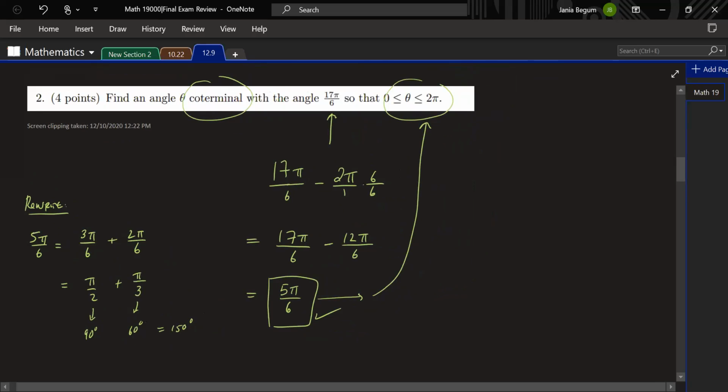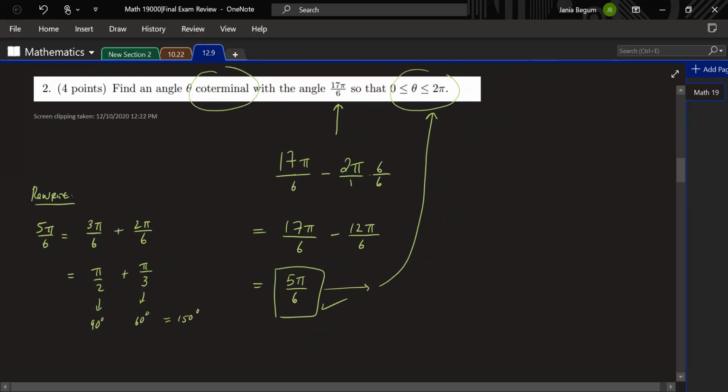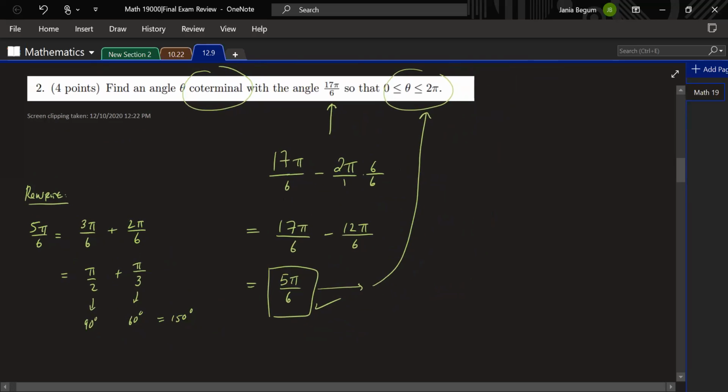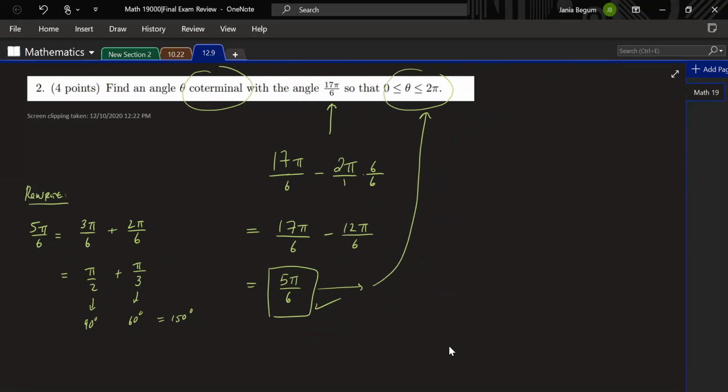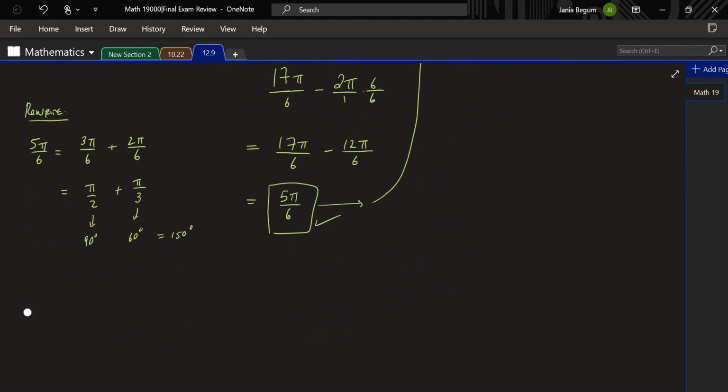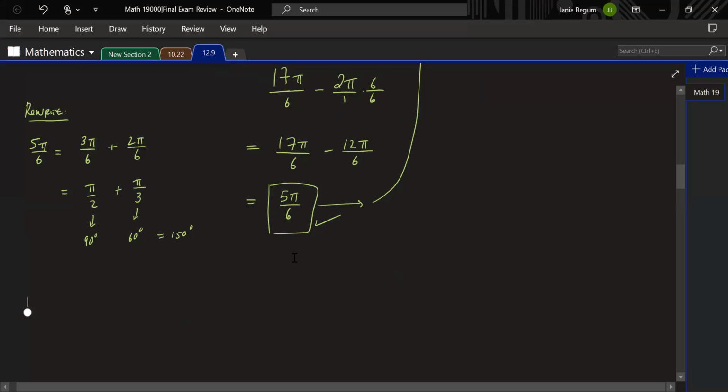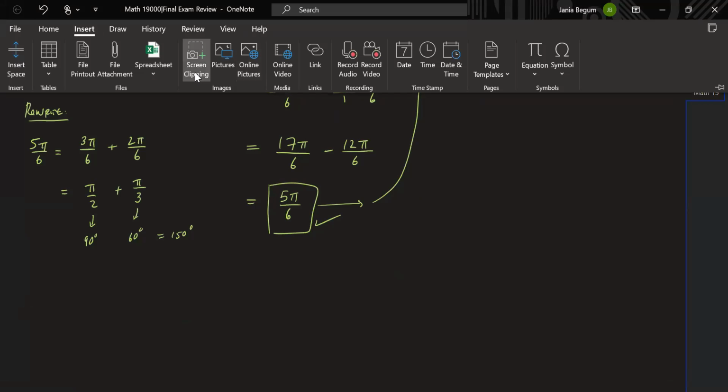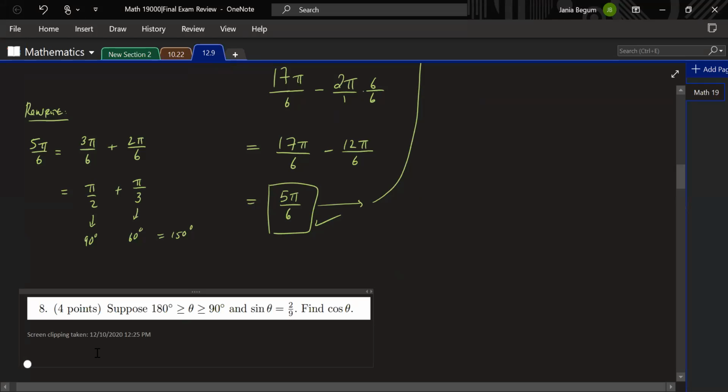Any questions? Can you do number 8? Number 8. Okay, all right, so now let's pull out number 8 from the final. Okay, so here's number 8.